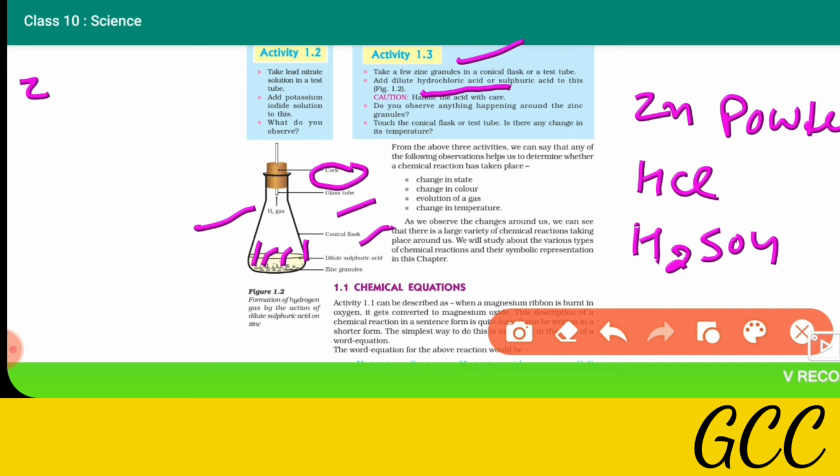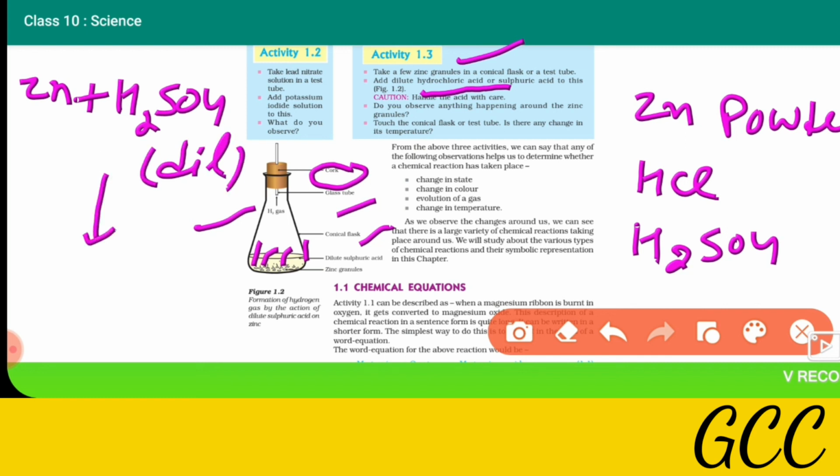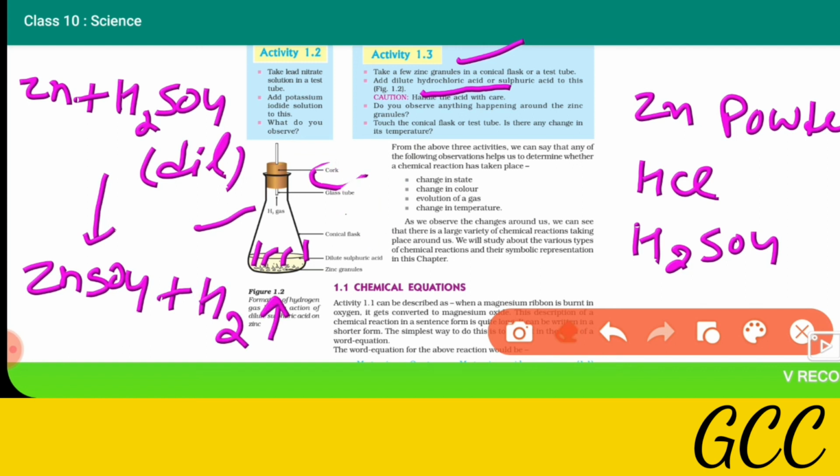So zinc plus H2SO4, and this is the dilute H2SO4. Meaning of dilute I will tell you later on. Then what will be the product we are getting there? ZnSO4 plus H2. But for a gas the arrow is always upward. So H2 gas is coming out from there. Which gas is coming out? H2 gas. They are asking, which gas is evolved? H2 gas has been evolved. And you will see this is an exothermic reaction and the beaker will become warm.